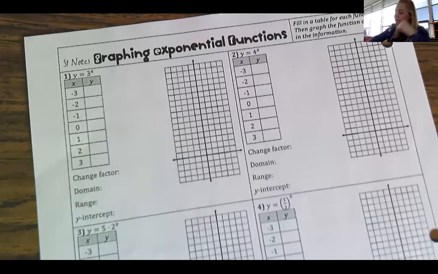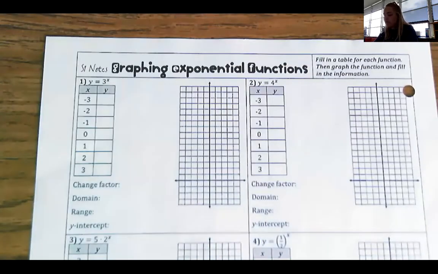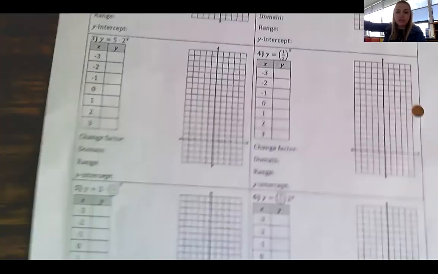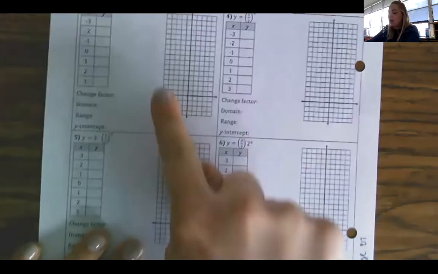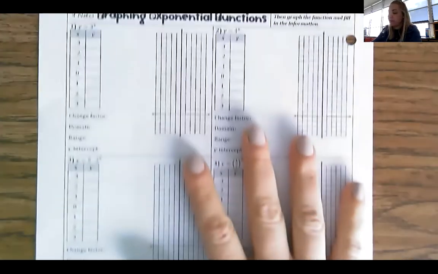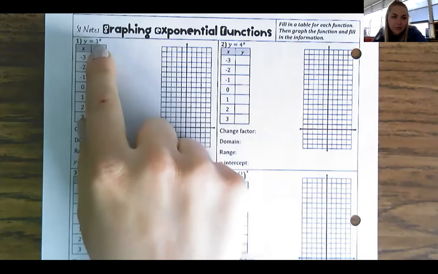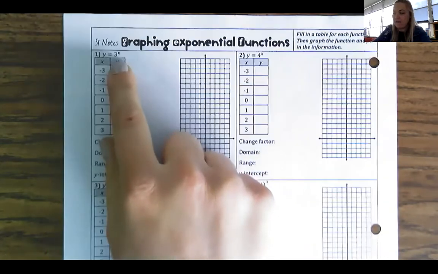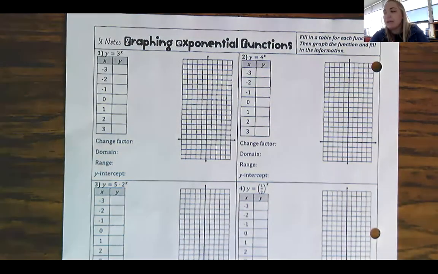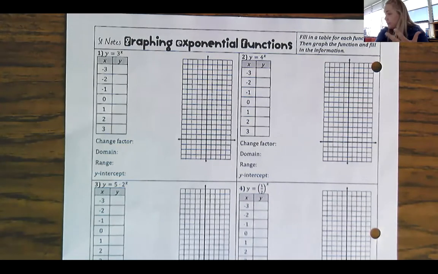Okay, so we are graphing exponential functions. We've got 1, 2, 3, 4, 5, 6 problems here. And your job by the end of this is going to have some lovely graphs all over your paper. So we're going to start given this equation, y equals 3 to the power of x. The way that we can find the graph of something if we don't know exactly what it's supposed to look like is by using a table.